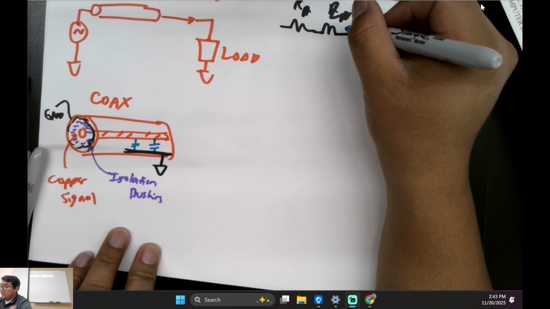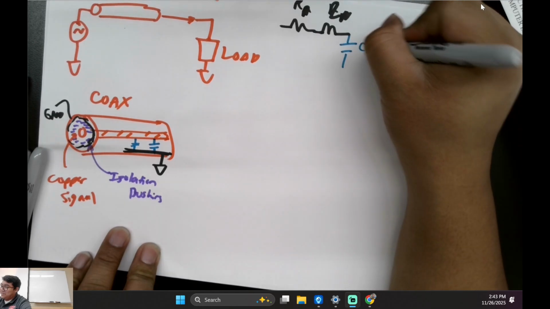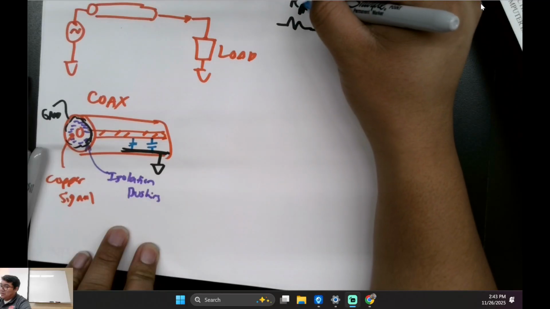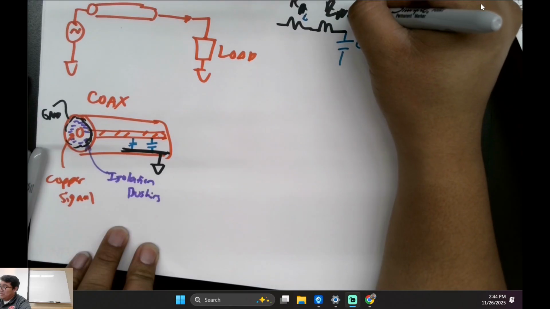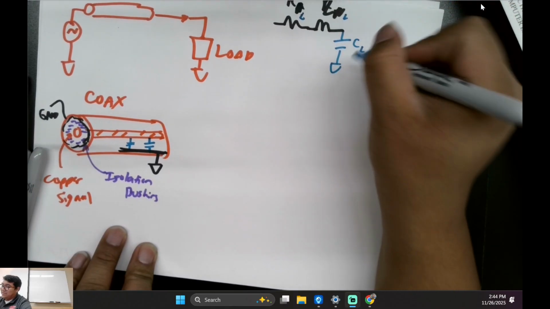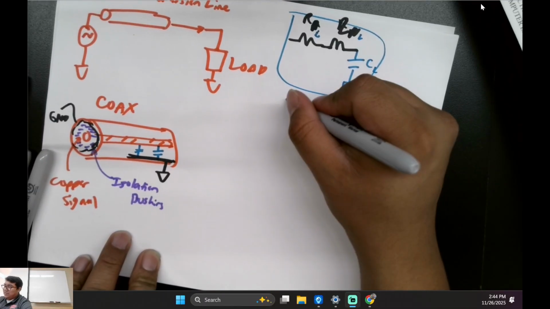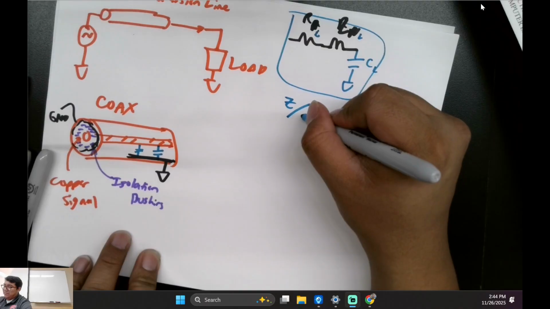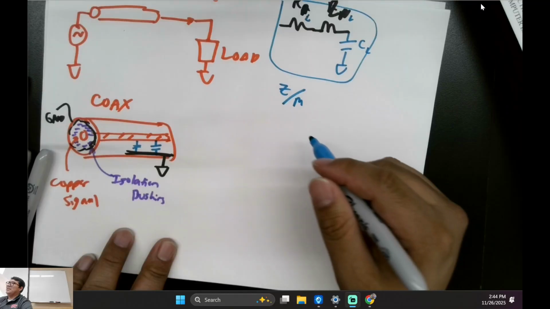Some people write it like this: RL, LL, and CL. You're going to have this kind of line, and this is just for some impedance per unit length or something like that, all right? Per line.